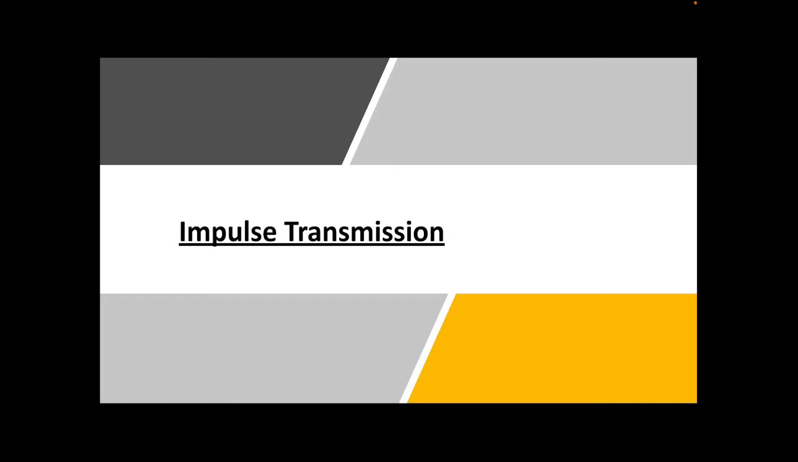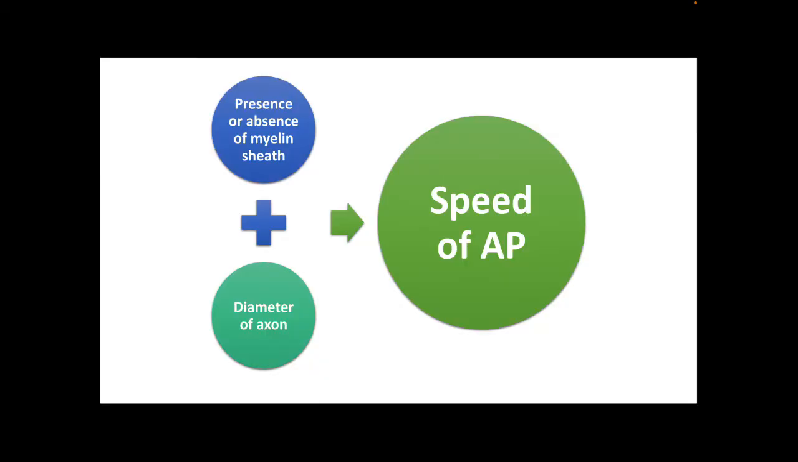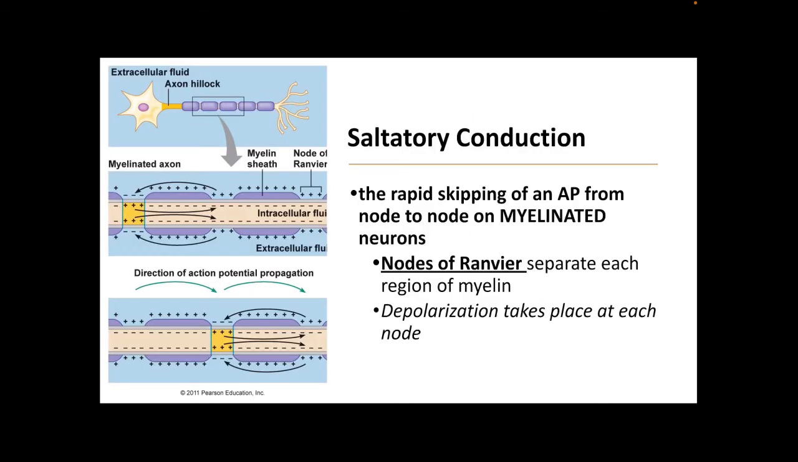Okay, so now we're going to talk about impulse transmission. Two things that determine the speed of an impulse transmission, aka an action potential, are how thick the axon is, so the diameter, as well as whether the axon has a myelin sheath or not. Remember, myelin sheath is an insulated electrical unit, kind of like an electrical insulator, and so the presence of myelin sheath is very good because it allows for fast transmission.